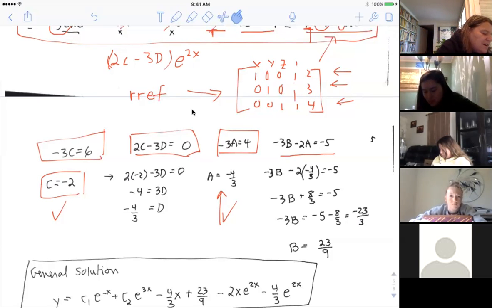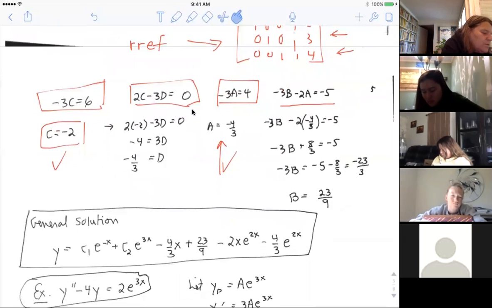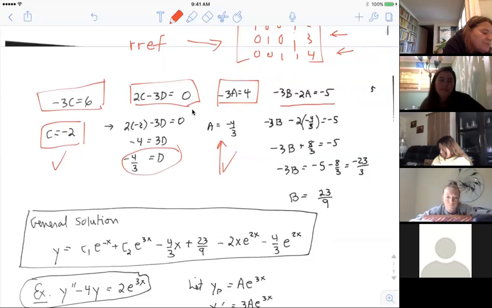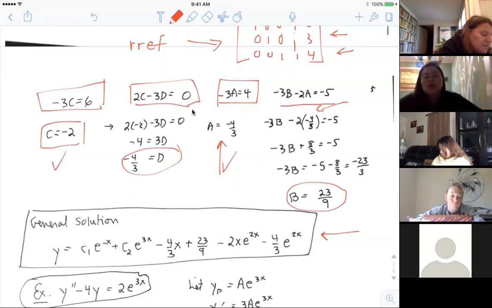Notice that if I knew that C was -2 and A was -4/3, I could put in C here and find D. I did that. In this one, I could put in A, which I did, and find B. So the final solution is: take the yc, so C1 e^(-x) plus C2 e^(3x).